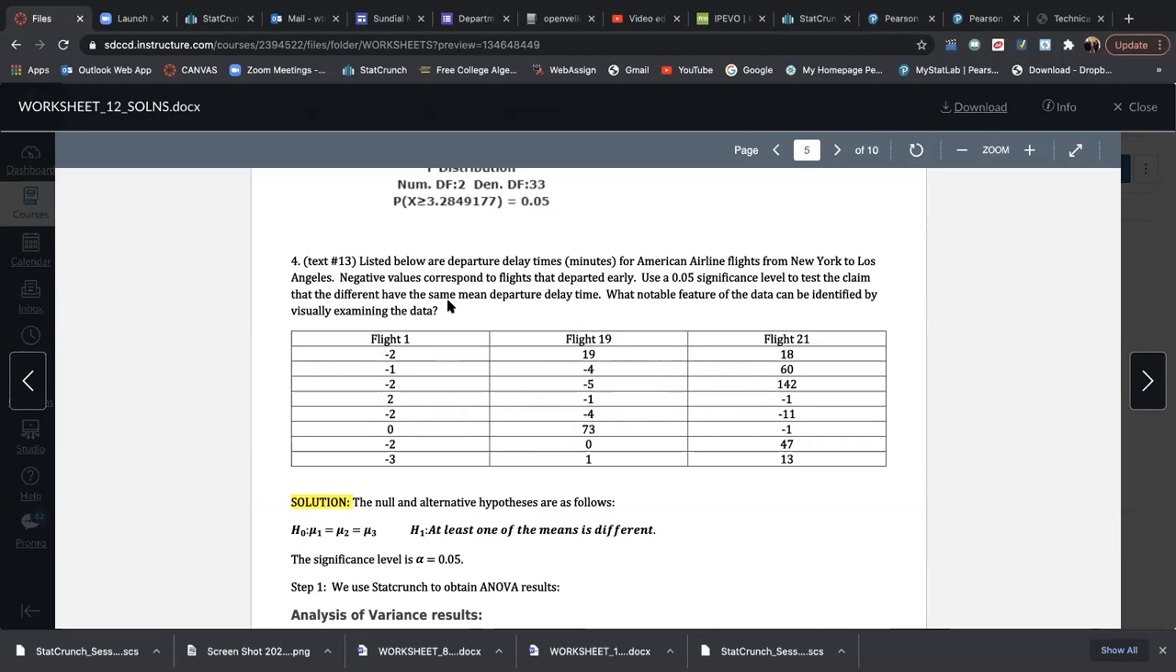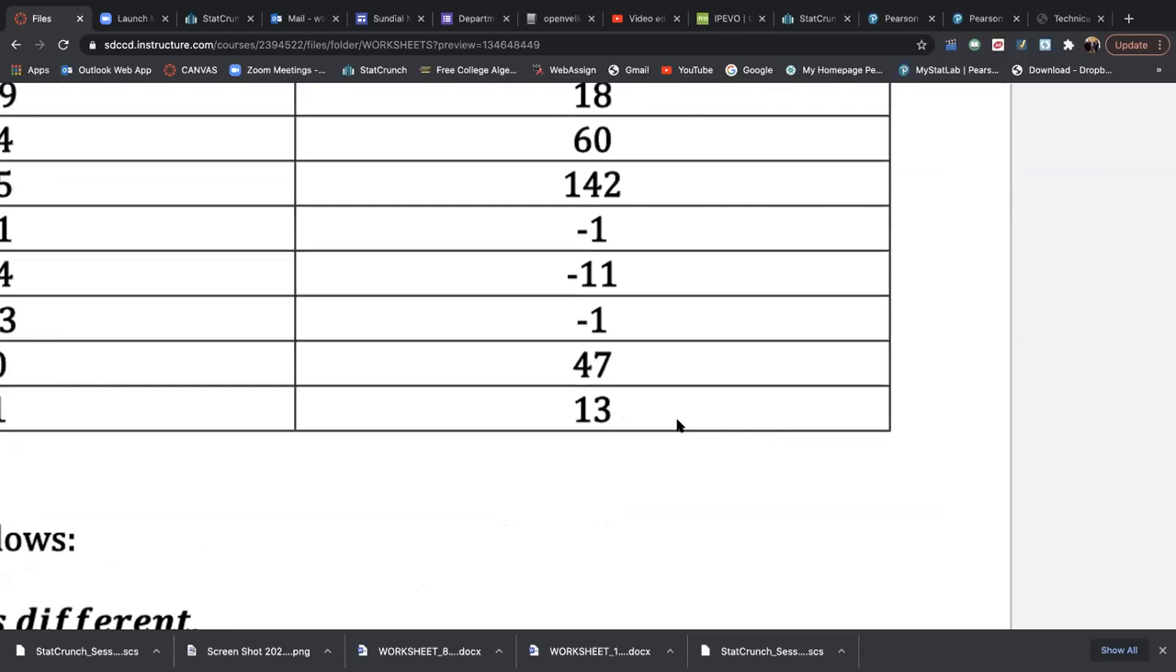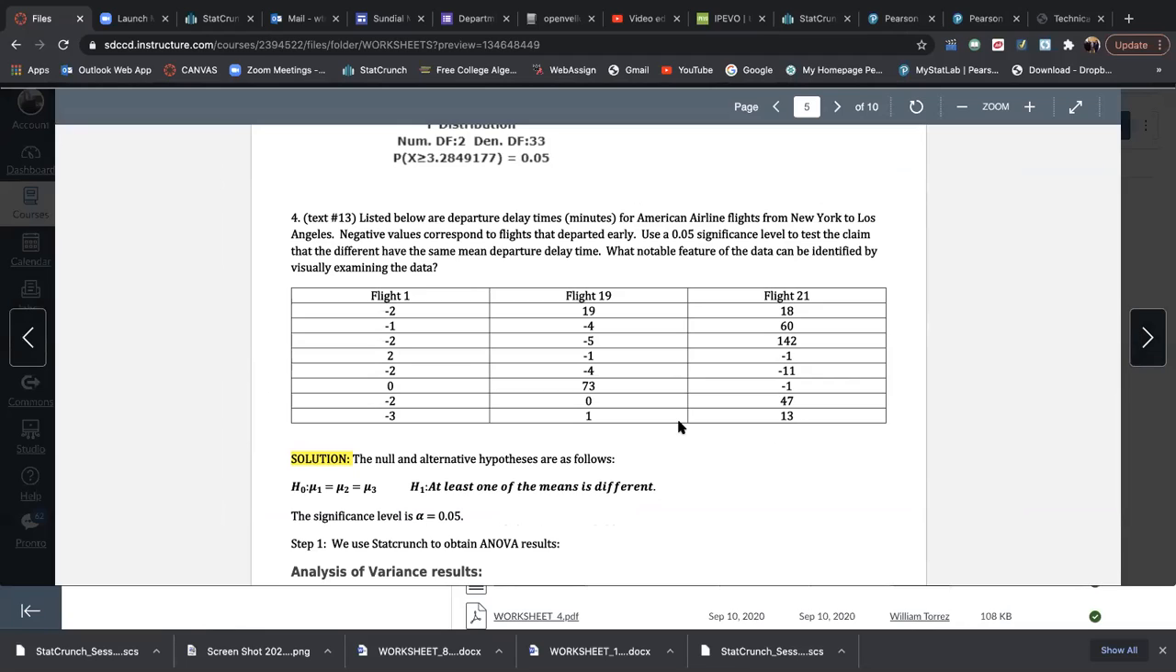Negative values correspond to flights that departed early. That would be nice. It looks like if this data is real data, there were several flights that did depart early. So their departure delay time would be listed as negative.